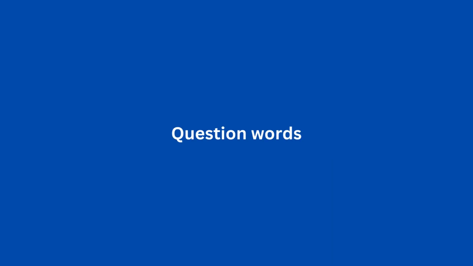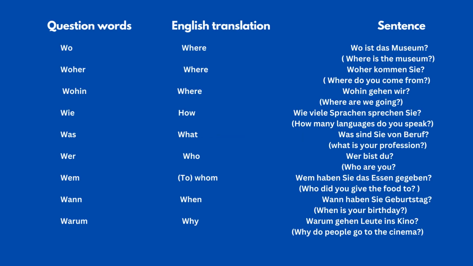Let's look at some question words. Questions. In English, we say where, what, how, when, why. Wo is German for where. Woher is where from. Wohin is where to.